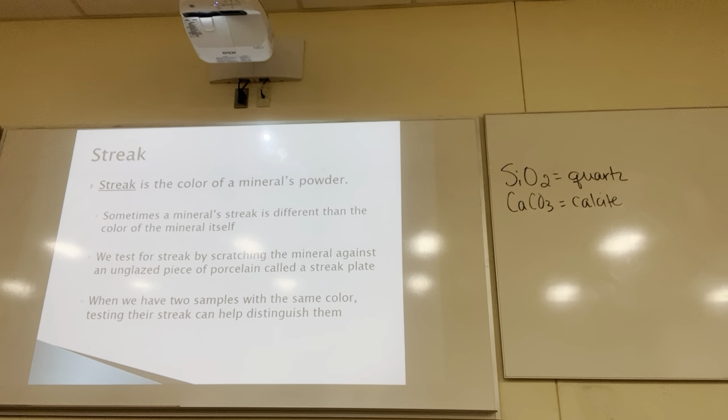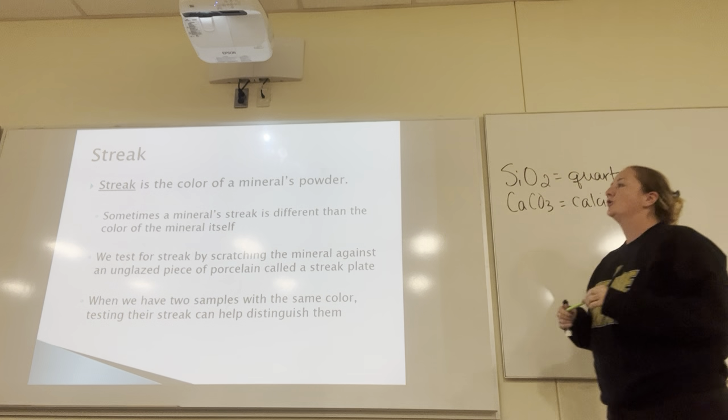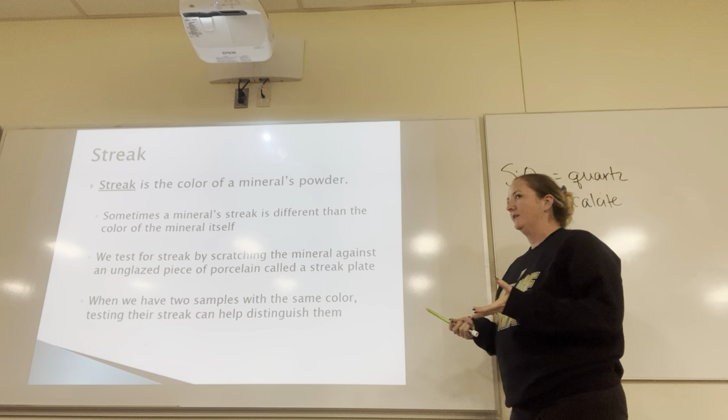Something else that we can use that's a little bit more reliable than color is called streak. Streak is the color of a mineral's powder. Sometimes a mineral's streak is different than the color of the mineral itself.